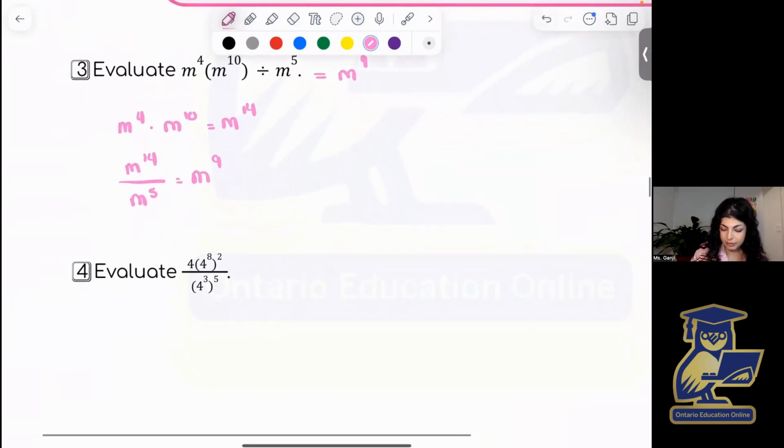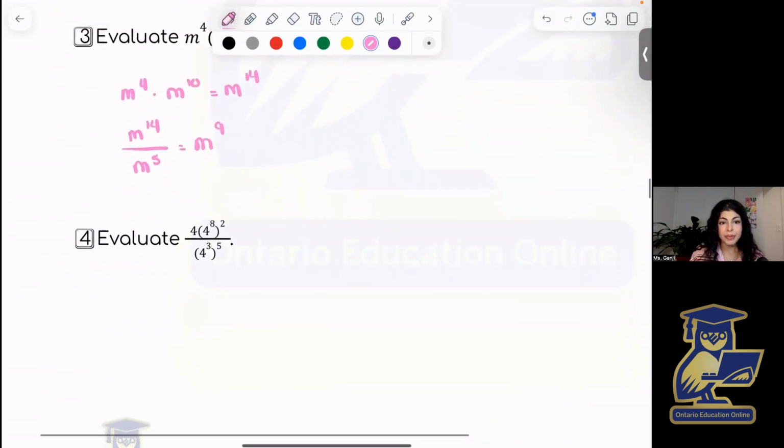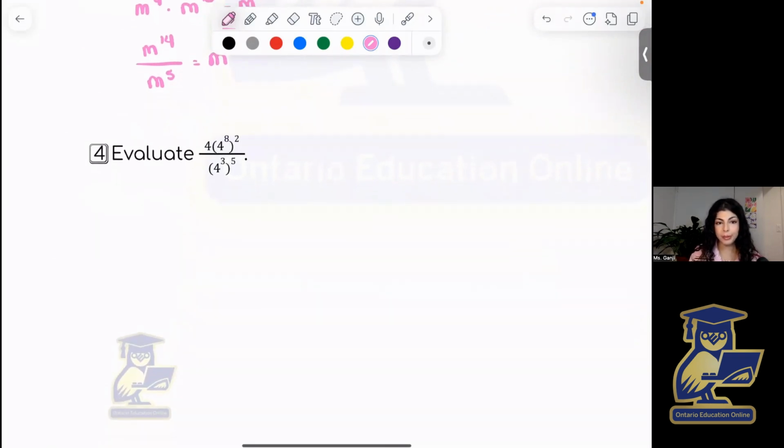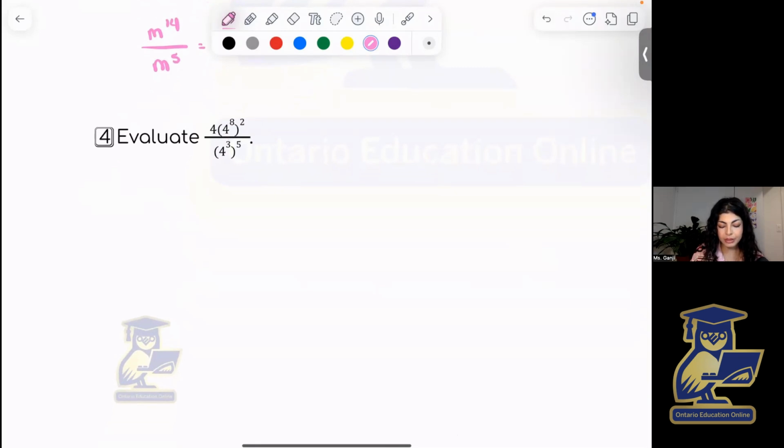Now, in this, let me just write my 9 better. Okay, there we go. Now, in this next one, we do have now power rule because we have the bracket and now there's an exponent outside of the bracket. So I'm going to do this in one step here. Or not one step, but all together. I'm not going to separate it the way I did with the example above. Okay, so 4 to the power of 8 to the power of 2 first will give us 8 times 2, which is 16. Now, in the denominator, I will have 3 times 5, so 15.